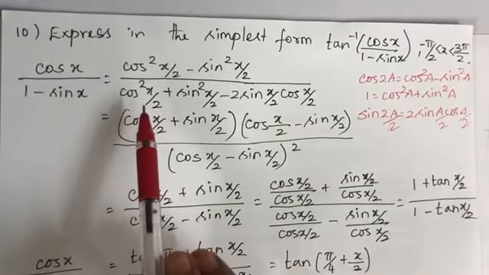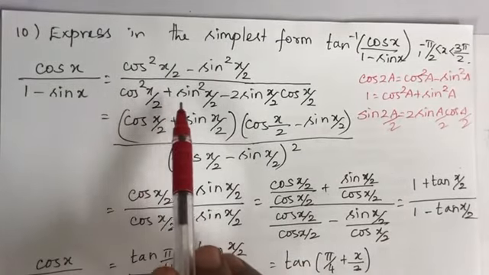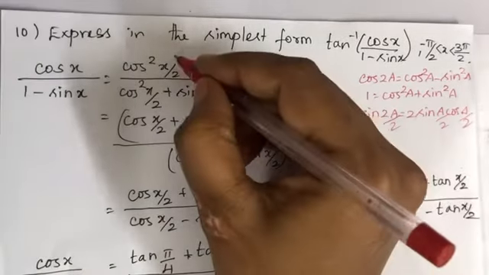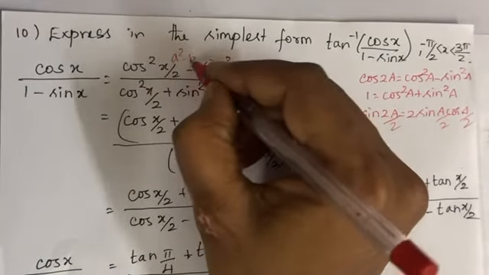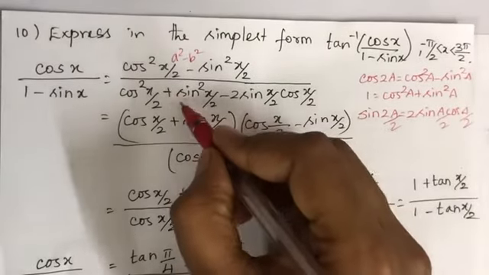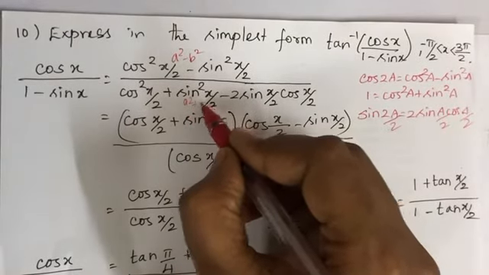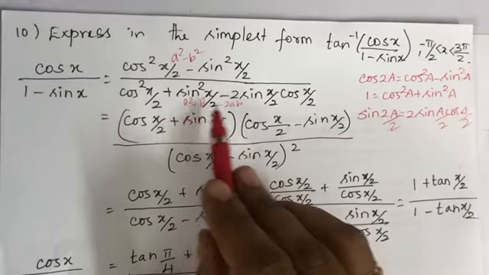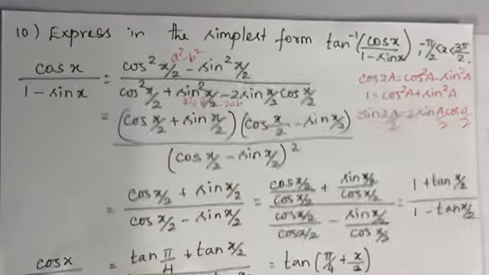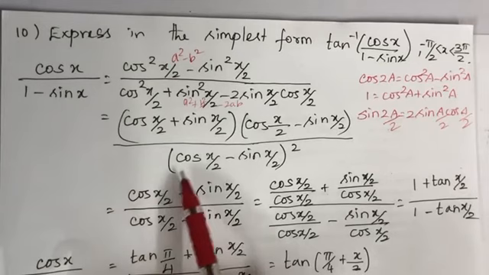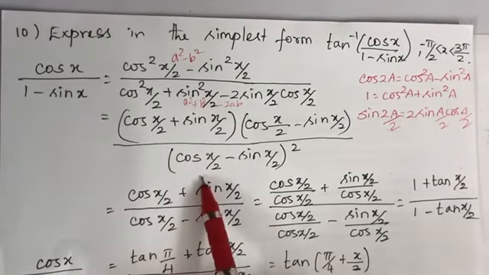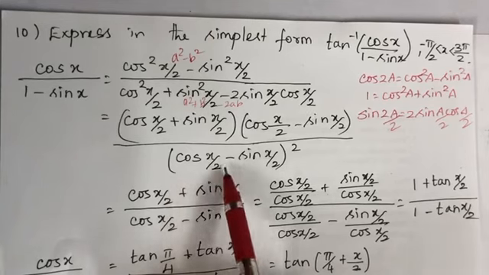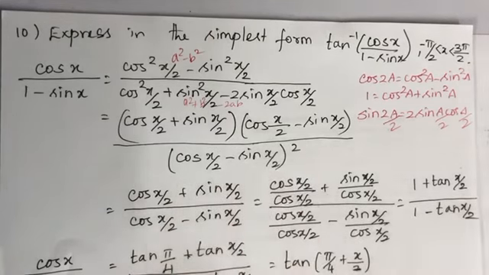Here in the denominator, a square plus b square minus 2ab. It is in that formula. In the numerator, it is a square minus b square form. Here, it is a square plus b square minus 2ab. So, I can write it as a minus b the whole square. What is our a? Cos x by 2. What is our b? Sin x by 2. Cos x by 2 minus sin x by 2 the whole square.